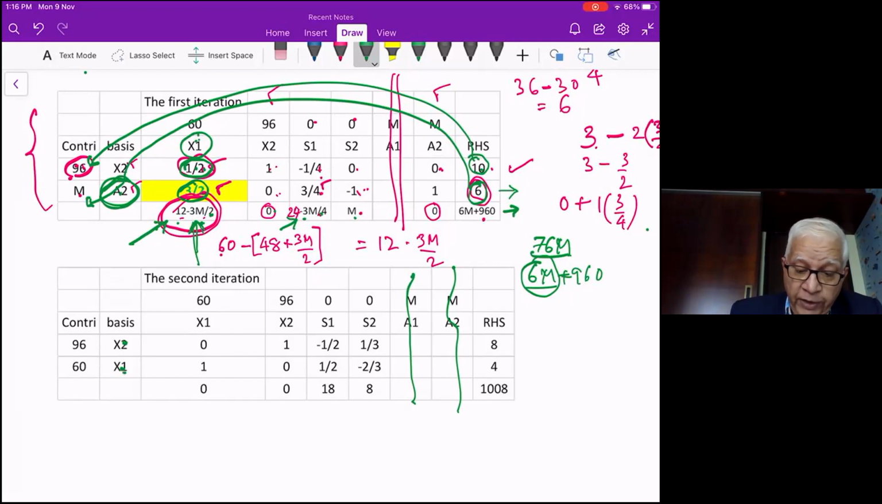What is the contribution of X2? The contribution of X2 is 96. The contribution of X1 is 60. So we write 96 and 60 over here. A1, A2 columns stand deleted. No more to bother about M. There is no place for writing M anywhere. Therefore, this is the second iteration. A1, A2 go out, X1 comes in. So X2 and X1 are the basic variables.